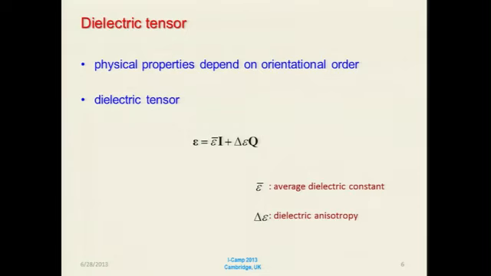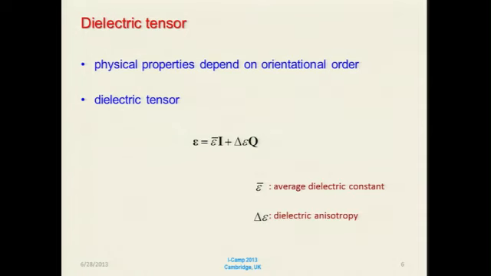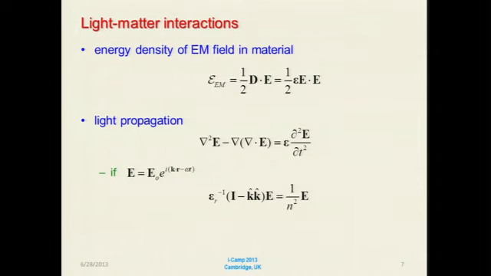Now, because we're talking about light-matter interactions, we need to talk about the dielectric tensor. If you just derive from first principles the polarizability of the bulk, you'll find that the dielectric tensor is a linear function of the order parameter tensor. This is a scalar, the isotropic average dielectric constant, and delta epsilon, again, is a scalar, the dielectric anisotropy. And so there are two things that one needs to worry about. One is the energy density of the electromagnetic field in the material, because that can drive things. And the other thing is light propagation.